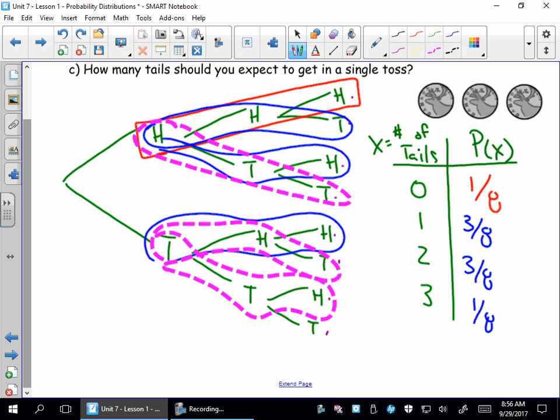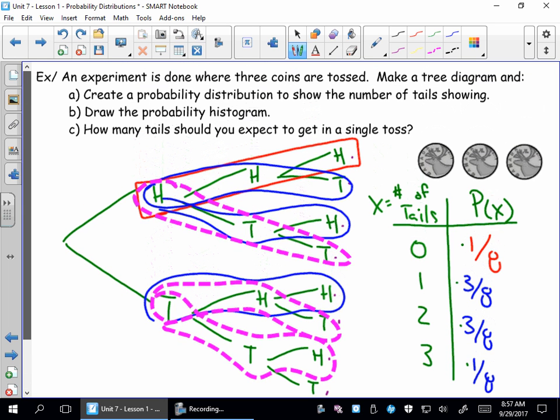Just to make sure you got them all right, count up how many things you have. There should be 8 altogether. So I've got 1 plus 3 plus 3 plus 1. That makes 8 out of 8. I've got every single combination of heads and tails that could possibly be. And that's my distribution, all the different combinations. Kind of our key idea here.